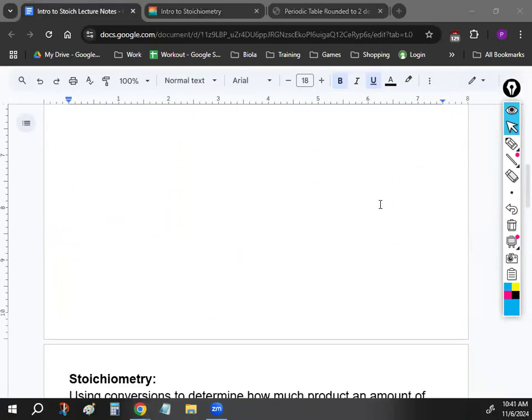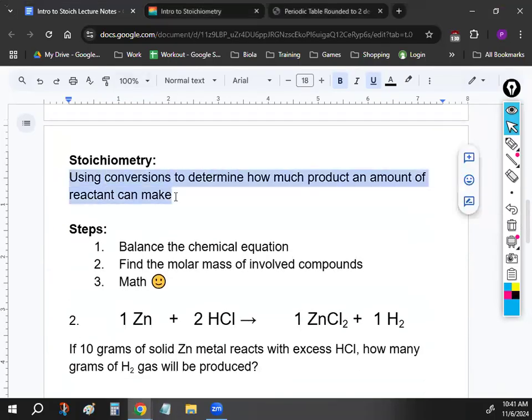So stoichiometry, I do want you guys to write this definition down. It's right here. It's using conversions, so you know the fractions that we learned last time. It's using those fractions or conversions to determine how much product, so how much of a chemical you can make using your starting reactants. So depending on how much starting chemicals you have, how much product chemicals can you make? Okay, so that's what stoichiometry is. It's using conversions or the fractions, using math to figure out how much of a product you can make using a certain amount of reactants.